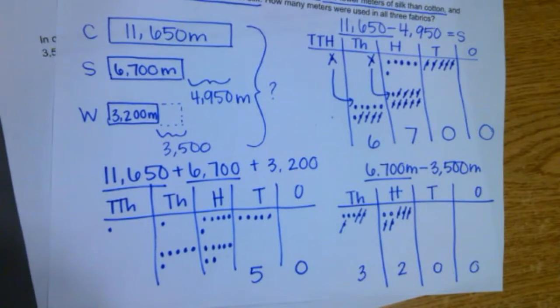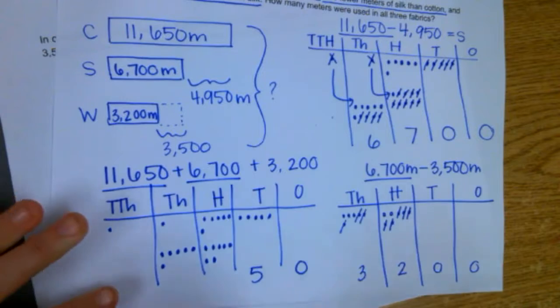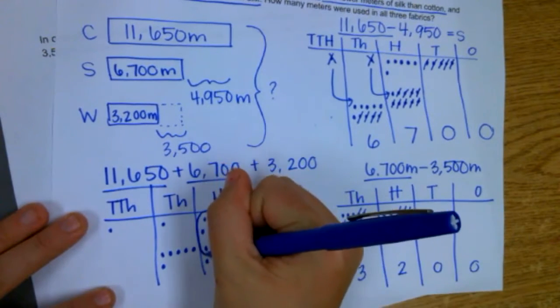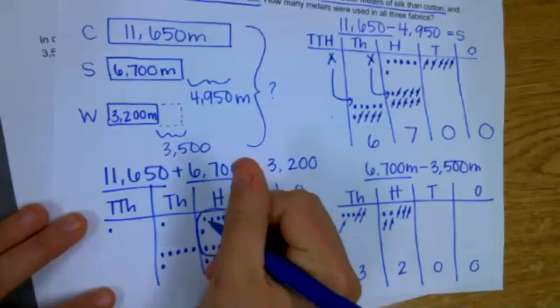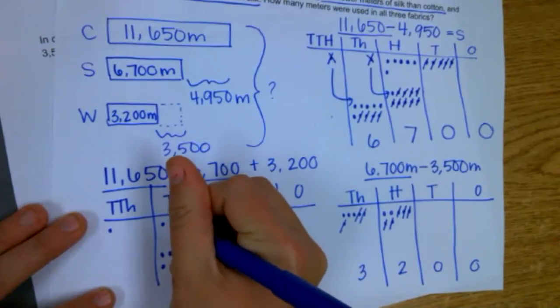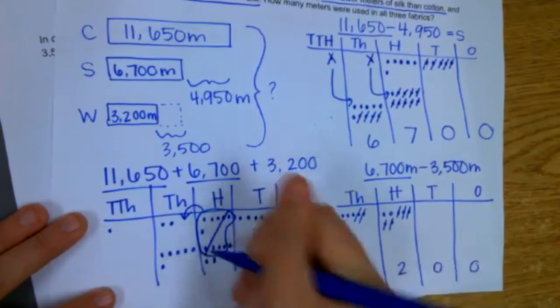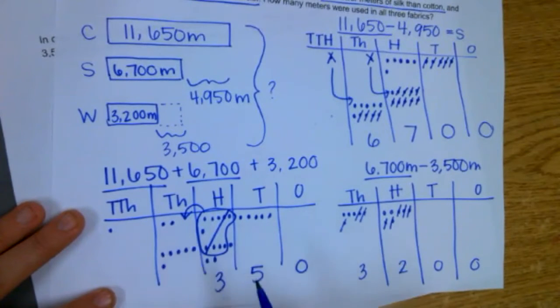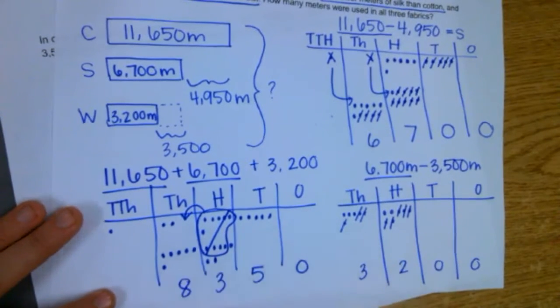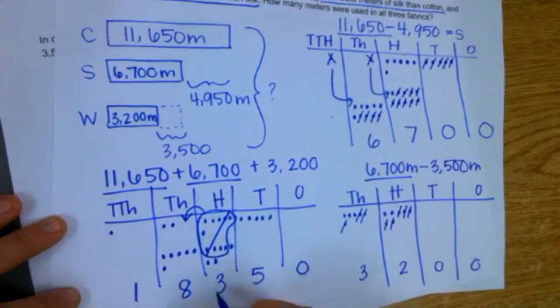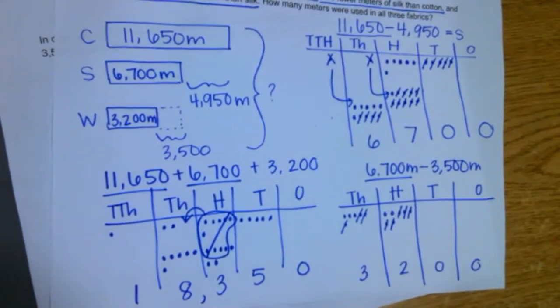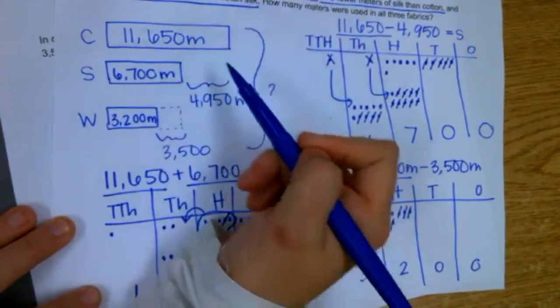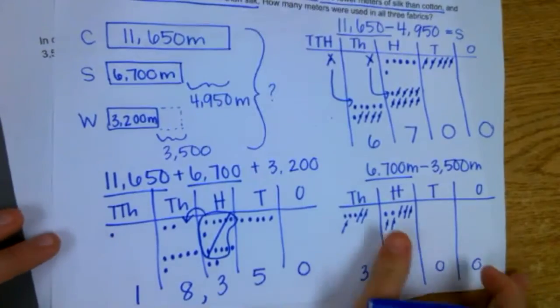What can we do to make sure that we have less than 10 hundreds? Great. We can take 10 hundreds and move them to the thousands place. We have 300s remaining. 8,000 and 10,000. This helped us solve how much cotton and silk we have. But we have one more number to add.